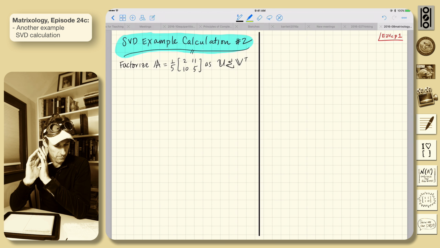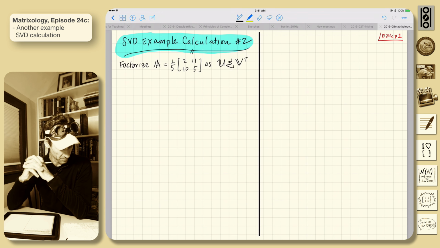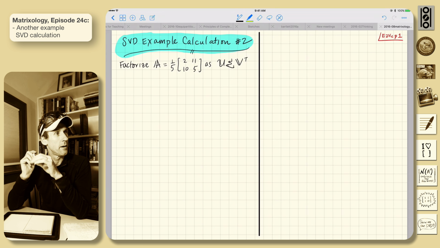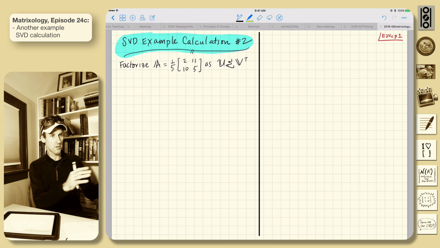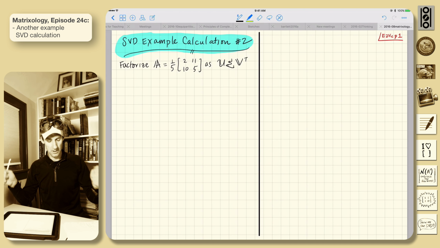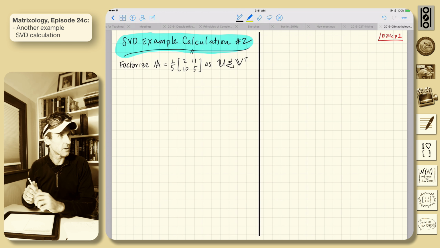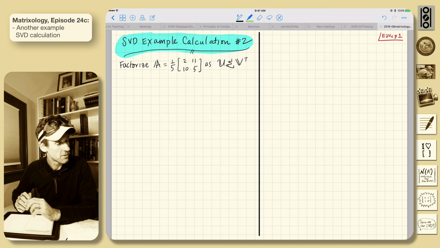One more detailed calculation here for the SVD business. This is going to be another 2 by 2. It will have full rank 2. So the row space is 2-dimensional, the column space is 2-dimensional. The null spaces will be 0-dimensional, right? There'll be nothing in them, as in 0.